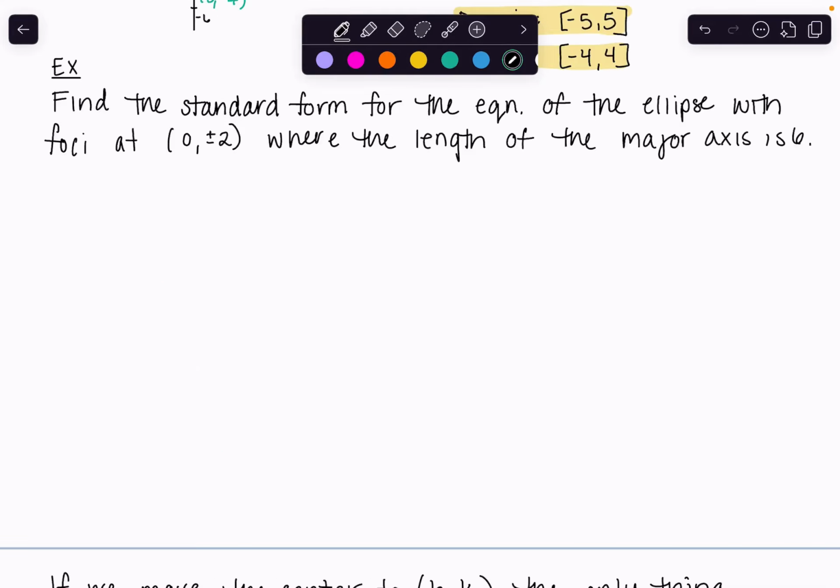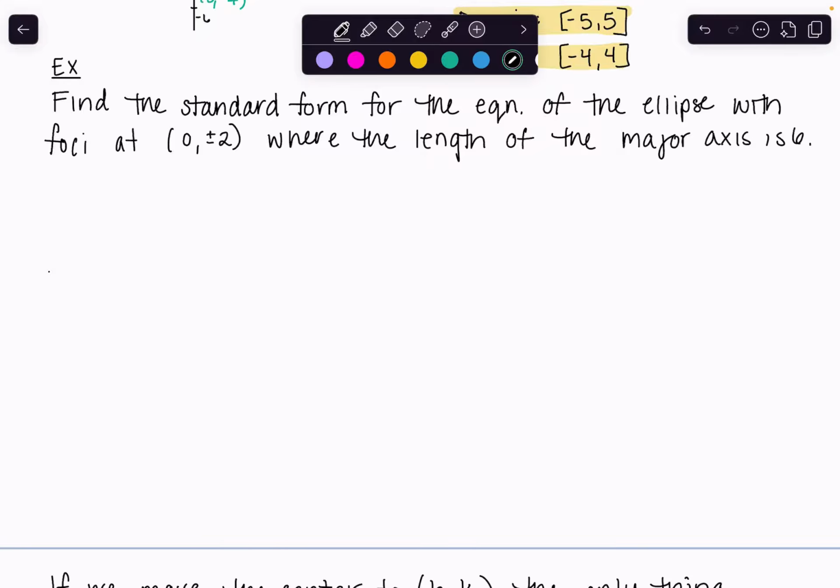So let's try one more of these before we start moving the center point. We're going to find the standard form for the equation of the ellipse with foci at 0 ± 2, where the length of the major axis is 6. So what I'd always recommend to be able to get the form, this is really helpful for circles, for ellipses, for also hyperbolas, is if you're given information, graph it.